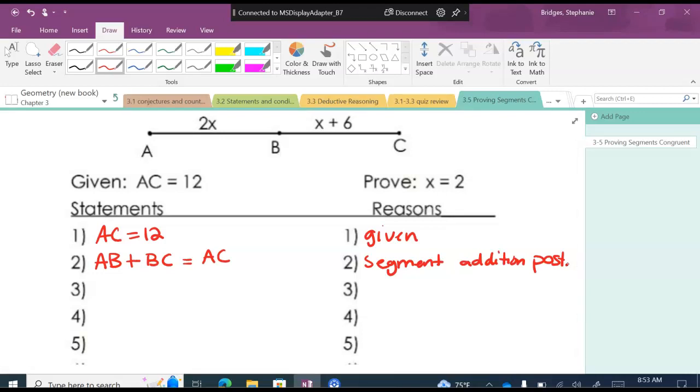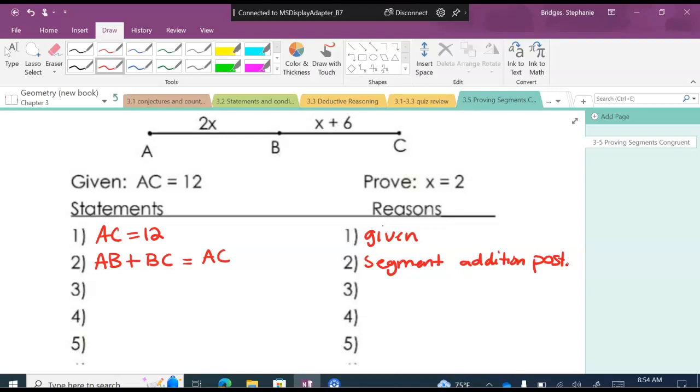However, I need to get to x equals 12, right? Which means I need to get an equation in here somewhere. Okay. So let me ask you this. Looking at your picture, we're going from the statement AB plus BC equals AC. Let me write it up here. Do we know anything about segment AB? Look at your picture. It's 2x. So isn't there a property that says I can replace something with what it's equal to?